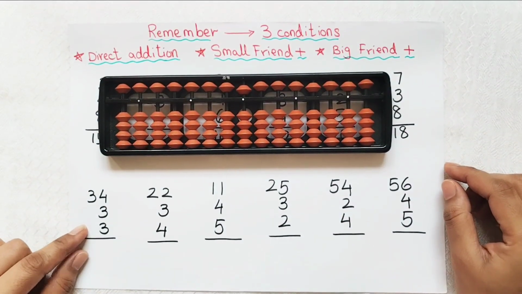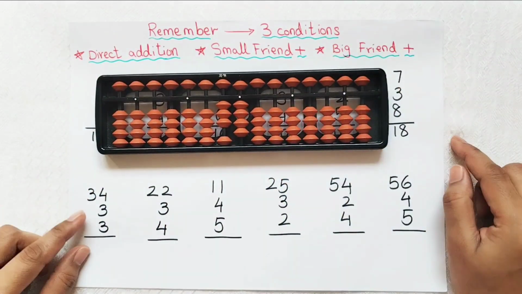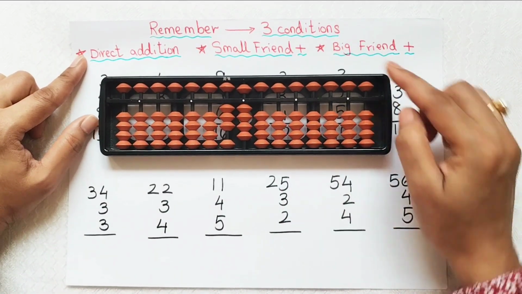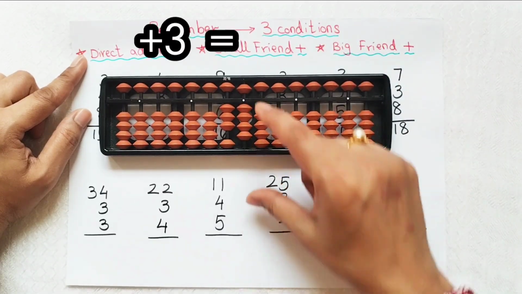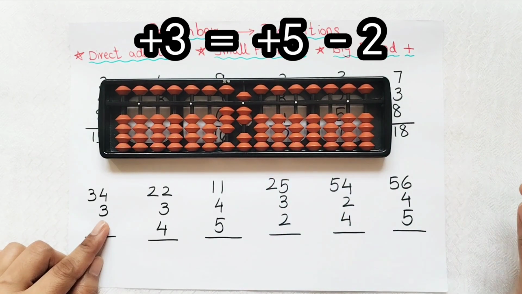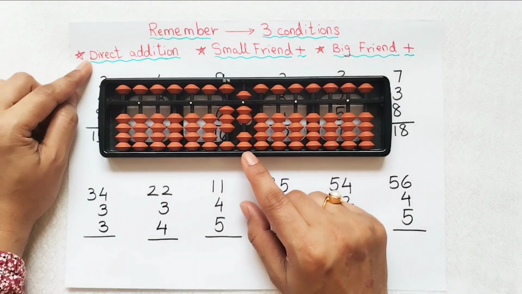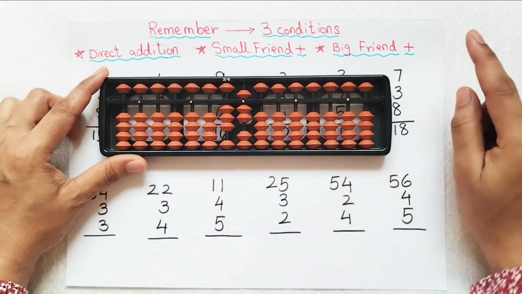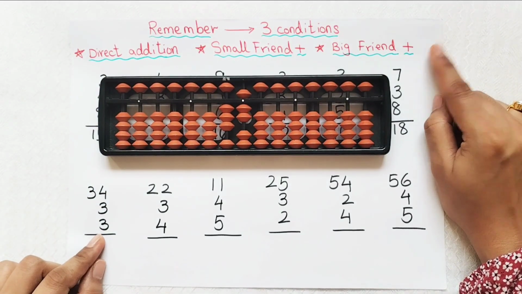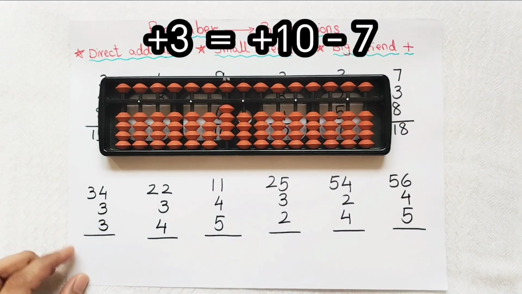34 plus 3 plus 3. 34 plus 3. So direct addition I cannot do. I have to use small friend. So small friend is plus 5 less the friend of 3, that is 2. Okay. Now again plus 3. So direct addition not possible. Small friend also not possible. I have to go for big friend formula. Right. So big friend of 3 is 7. So what is the formula? Plus 10 less 7. My answer is 40.